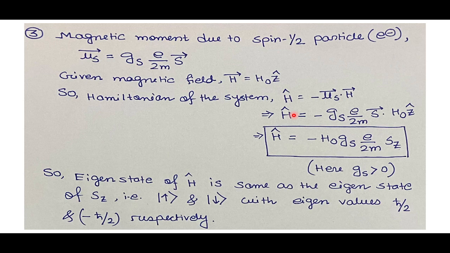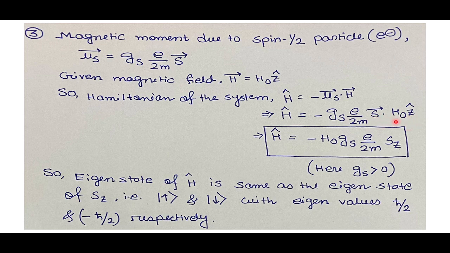Okay, let me discuss the solution quickly. I already discussed it. Your magnetic moment due to the spin of a particle like an electron, your mu s, will be gs times e by 2m times the s vector, right? Given the magnetic field, the Hamiltonian for this system will be minus mu dot B. So it is minus gs times mu b, e by 2m, s vector dot h naught z cap.